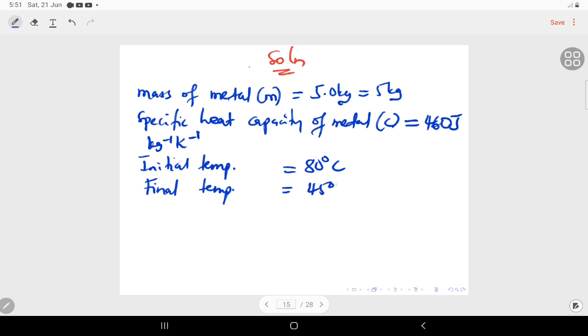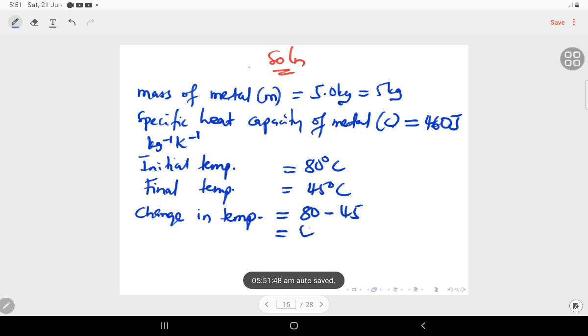is 45 degrees Celsius. So in previous videos, you saw that we found the change in temperature as final temperature minus initial temperature. That is not a fixed formula. We said last time that if you want to find the change in temperature, temperature is a scalar quantity, so it's the bigger value minus the smaller value. So in this case, it's not going to be final minus initial. It's rather going to be 80 minus 45, and we get 35 degrees Celsius. So take note of that.